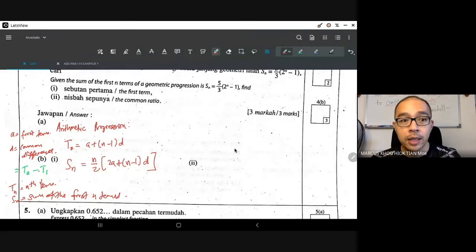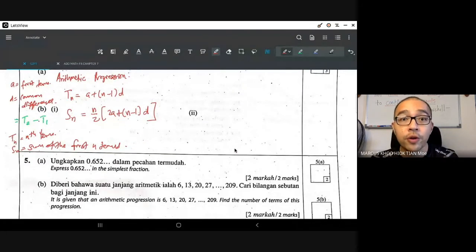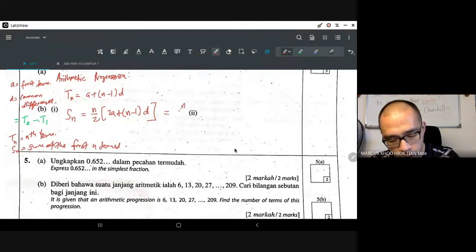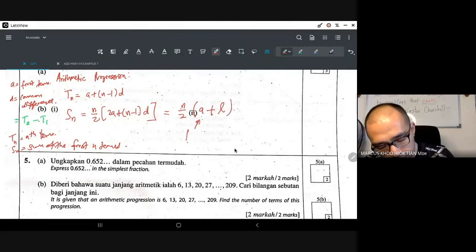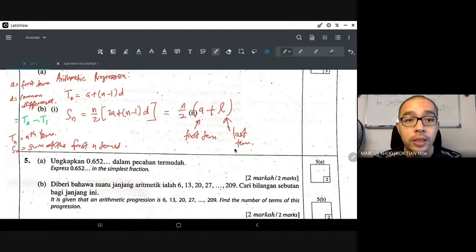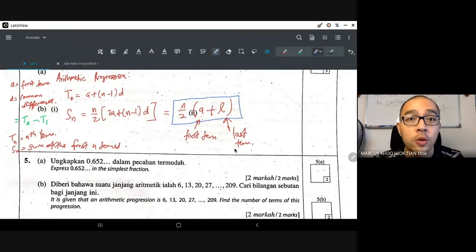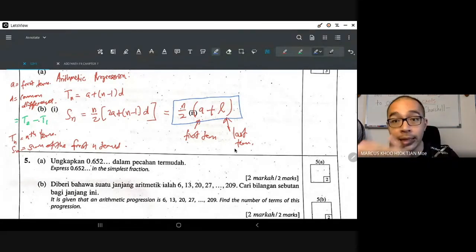Now, when we talk about Sn, we also have to talk about if they give you the last term. This can also be n over 2 times a plus l, the first term plus the last term. The situation where you use this formula is very special. It is only if they give you the first term and the last term.